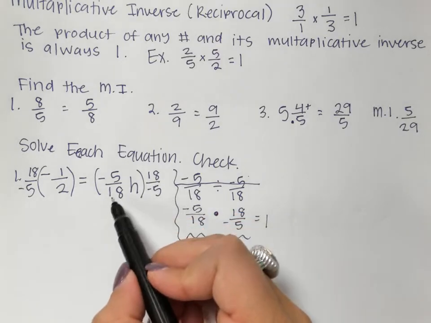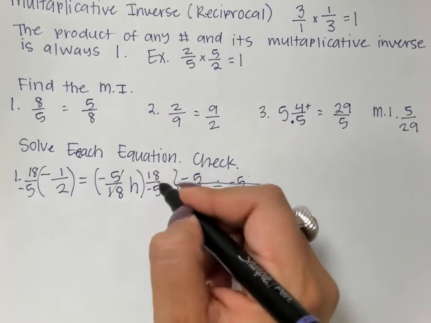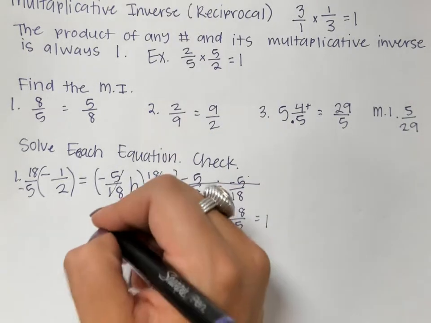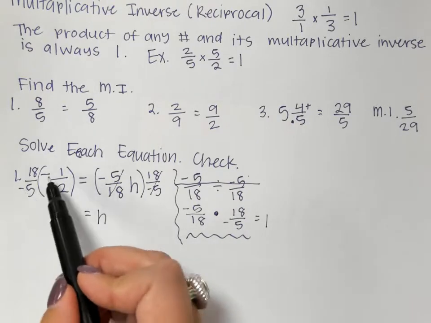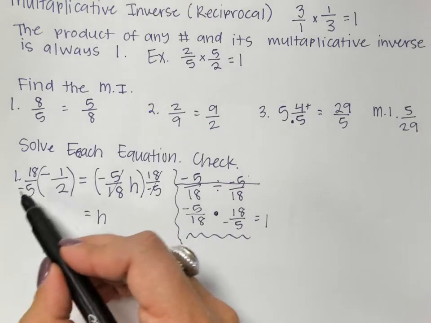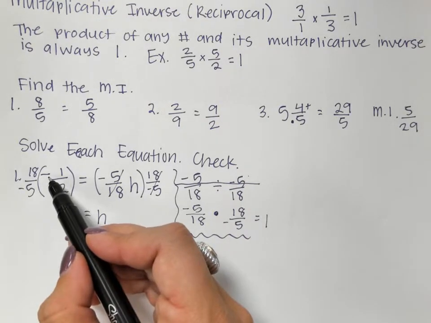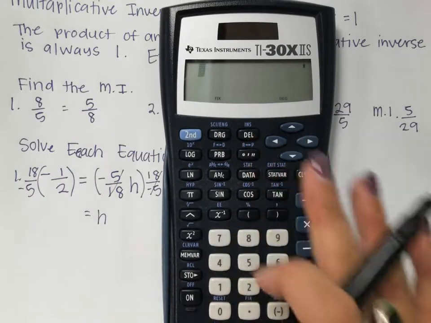So when I multiply by my multiplicative inverse, that leaves me with just h. These two cancel out, right? So it leaves me with h on the right. And then I have 18 over negative 5 times negative 1/2. I'm multiplying two negatives, right? So I know that my answer is going to be a positive. So I can just plug this into my calculator.